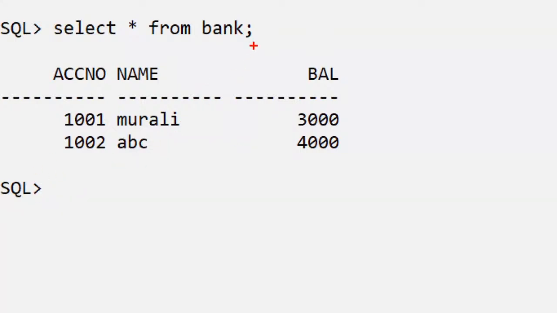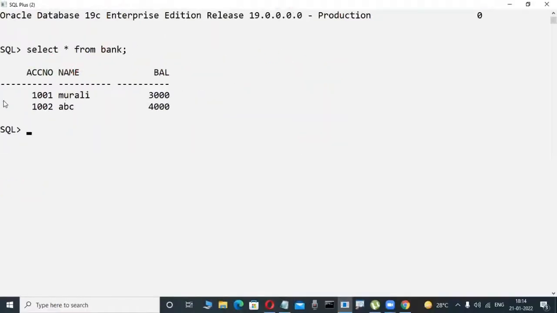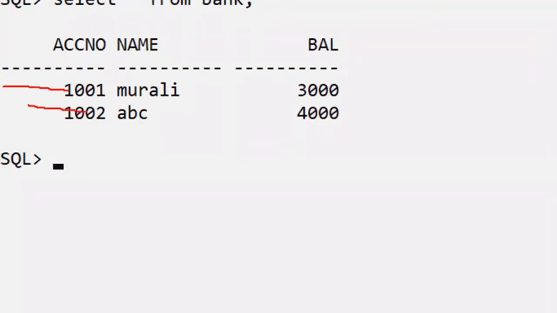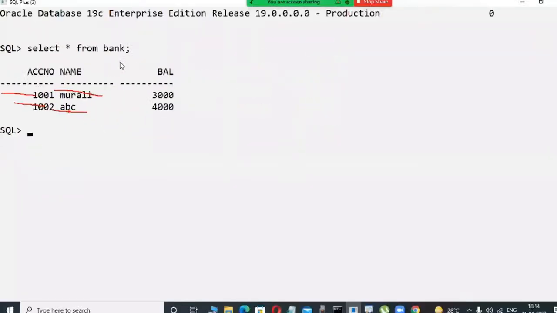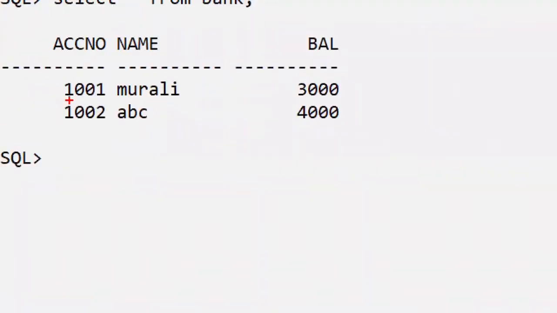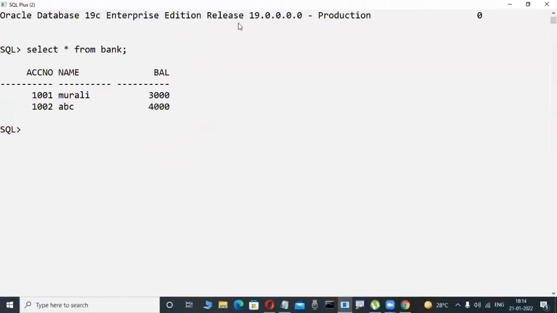Suppose this is in a bank, for example, SBI bank. In this bank, this is the data. Observe here, these are columns: account number, name, and balance. These are called columns. Here, these, 1001 and so on, are called rows or data. Observe it here for one minute. 1001 is an account number. My name is Murali. I'm an account holder. My balance is how much? 3000. My balance is 3000, for example.